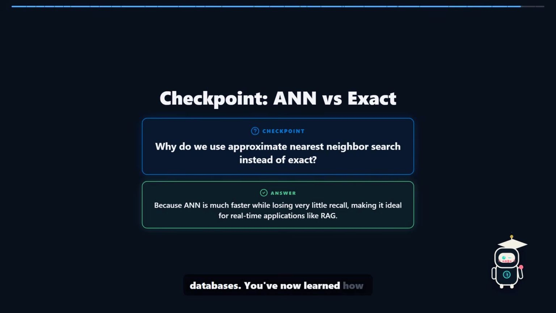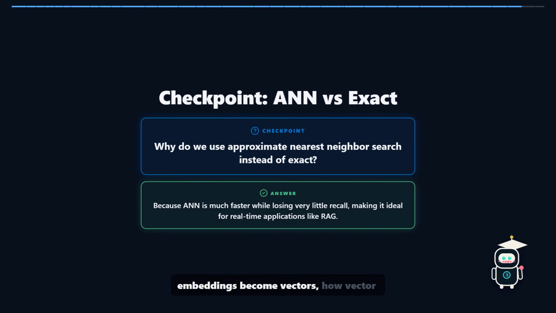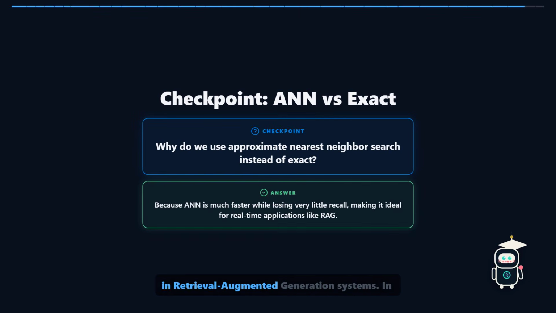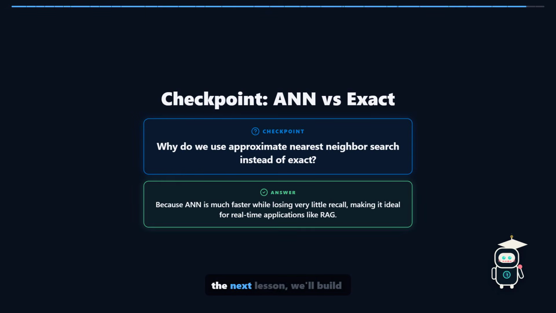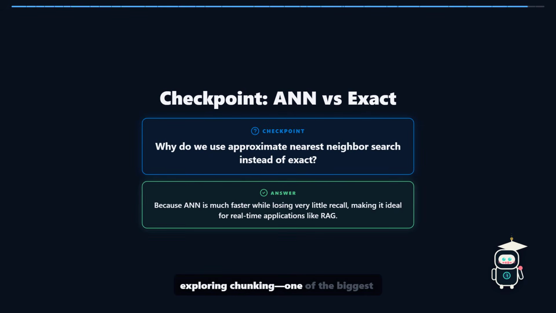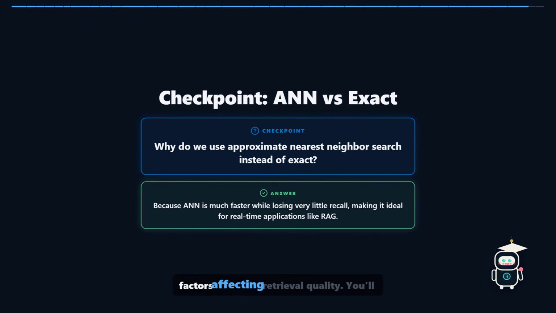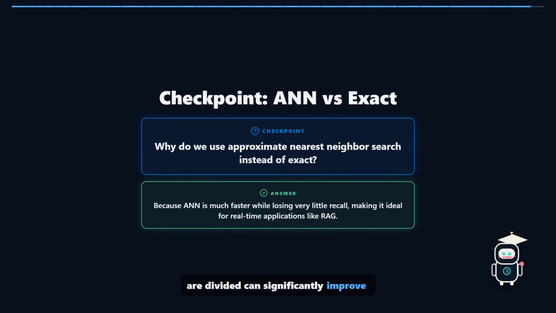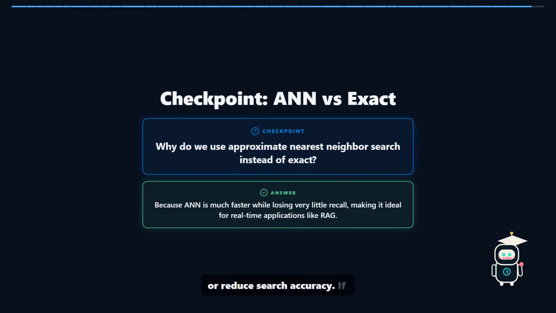You've now learned how embeddings become vectors, how vector databases organize and search those vectors efficiently, and why they play such a critical role in retrieval-augmented generation systems. In the next lesson, we'll build on everything you've learned by exploring chunking, one of the biggest factors affecting retrieval quality. You'll see how the way documents are divided can significantly improve or reduce search accuracy.